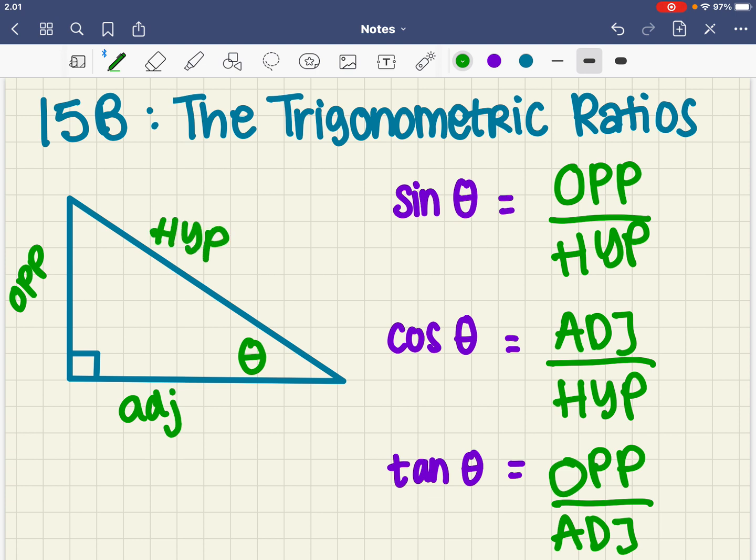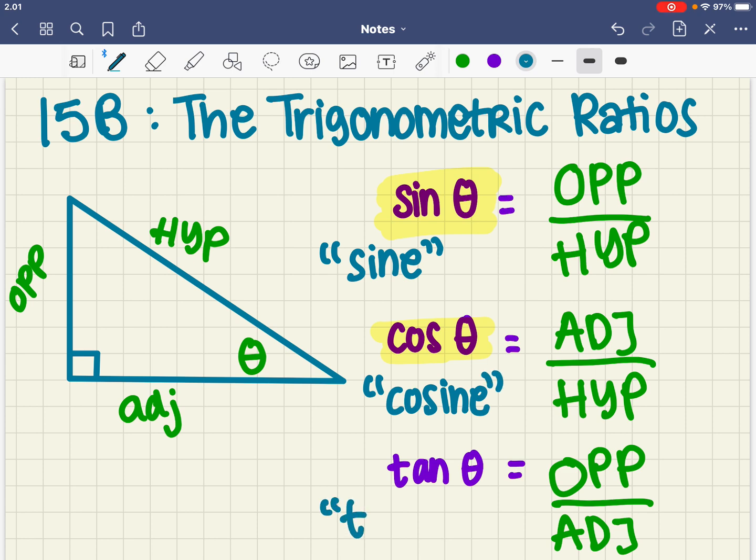Okay. All right, and then so these ratios, they have some traditional names. So opposite over hypotenuse, we call that sine theta. So sine theta is equal to opposite over hypotenuse. And then the adjacent over hypotenuse, that is cosine. So how you would pronounce sine here is like sine, not sin, but sine. And then this one is cosine. And then tan here is tangent, short for tangent. Okay.